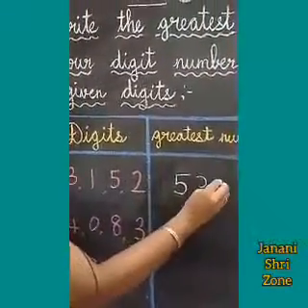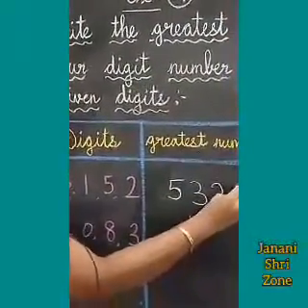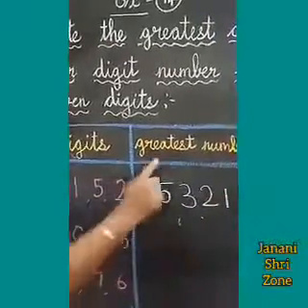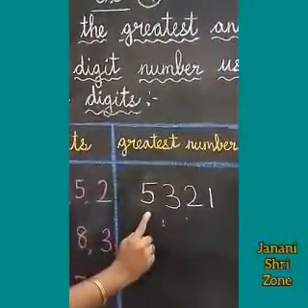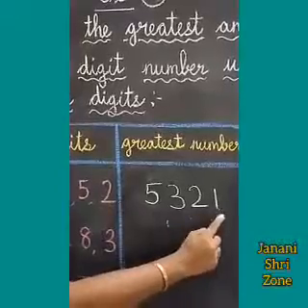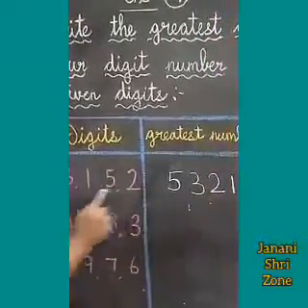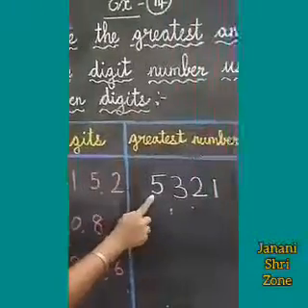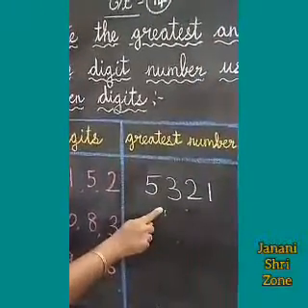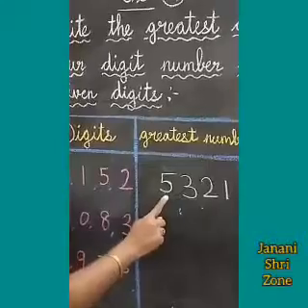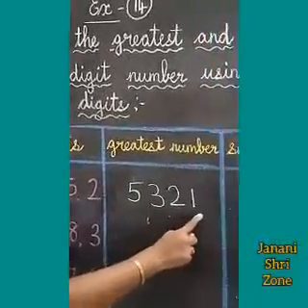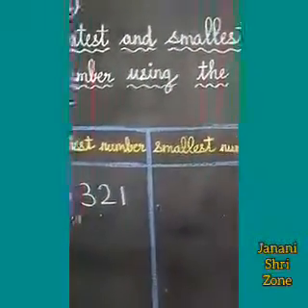Next, 2, 1. So, the greatest number is 5,321. Don't put comma here, children. In answer, you should not put comma. Here it is four digit. This is the greatest four digit number. So, you should not put the comma here. Read it as 5,321. How to write smallest number?